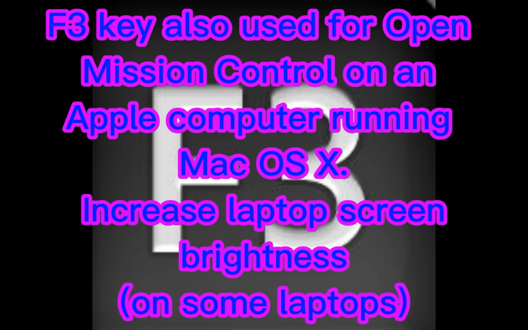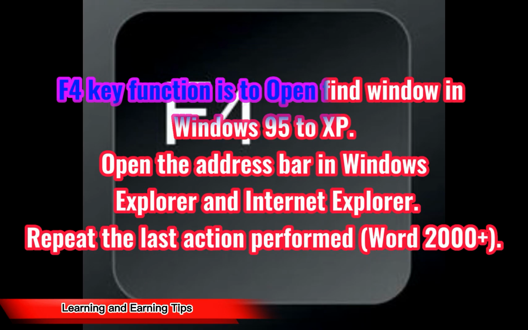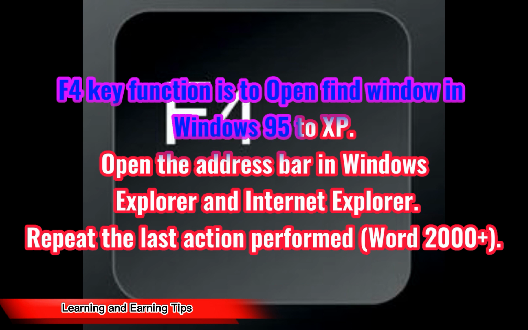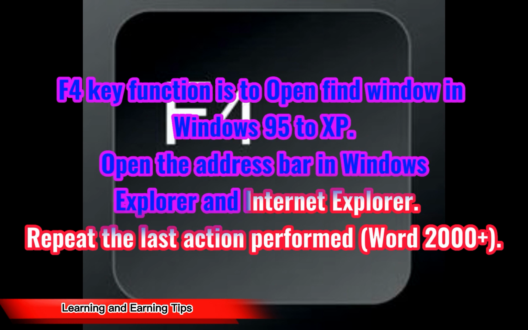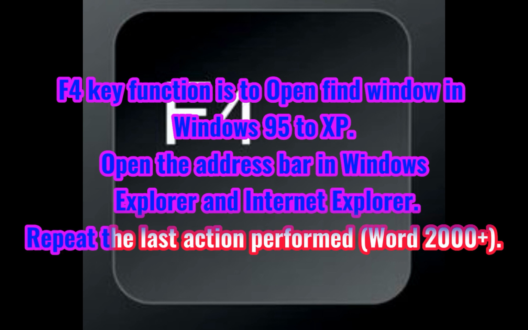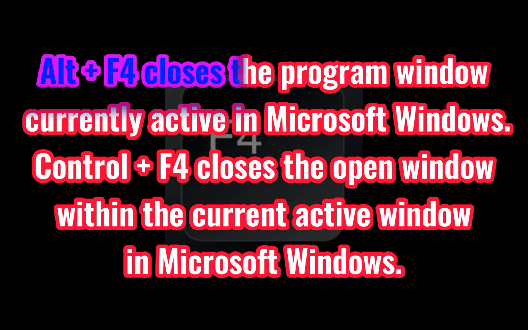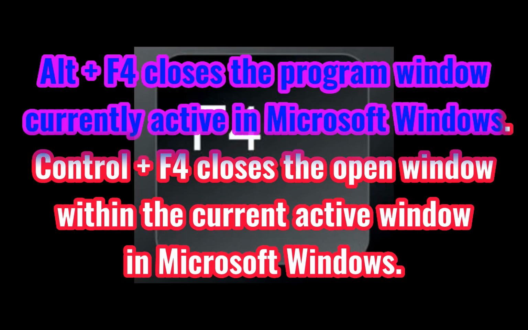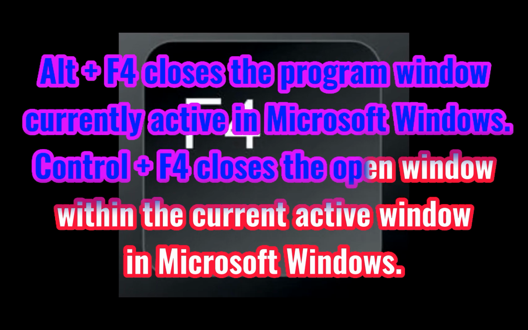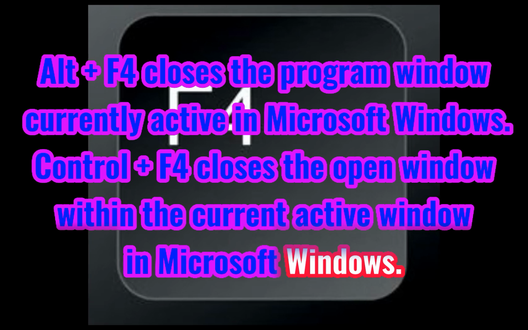Increase laptop screen brightness on some laptops. Function of F4 key. F4 key function is to open the find window in Windows 95 to XP. Open the address bar in Windows Explorer and Internet Explorer. Repeat the last action performed in Word 2000 plus. Alt plus F4 closes the program window currently active in Microsoft Windows. Control plus F4 closes the open window within the current active window in Microsoft Windows.